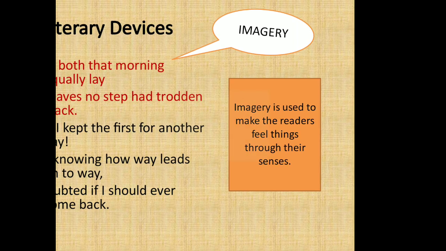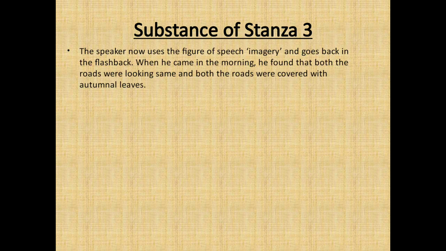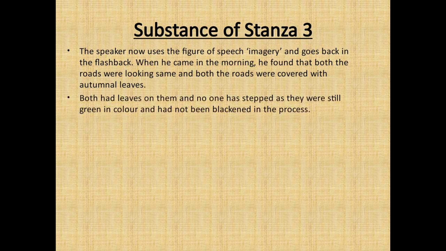Now, let's have a look at the substance. As I said, the speaker now uses the figure of speech imagery and goes back in a flashback. When he came in the morning, he found that both the roads were looking the same, both covered with autumnal leaves. Both had leaves on them, and no one had stepped on them, as they were still green in color and had not been blackened in the process. Trodden black, not blackened, means no one has put his or her footsteps there.